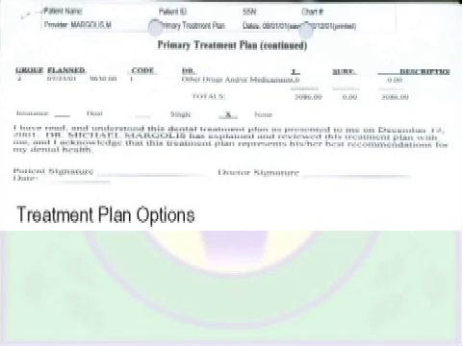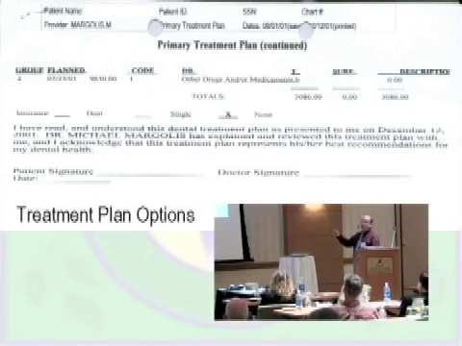On the bottom, it says, I have read and understand this dental treatment plan as presented to me on, and you've got the date. You have the doctor you talked to, who explained and reviewed the treatment plan with me. I acknowledge that this treatment plan represents his or her best recommendation for my dental health. I will go through the procedures. My office staff goes through the money. Don't talk money to your patients. You're more interested in talking to them about services, what they need. Let the staff collect the money.